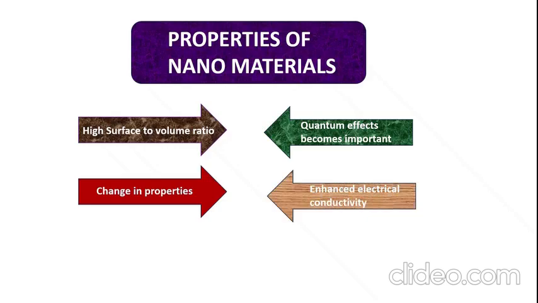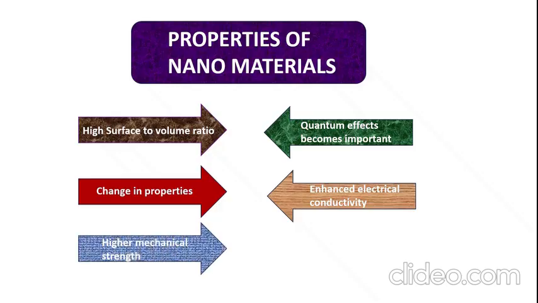And the next one is enhanced electrical conductivity. Depending upon this surface to volume ratio, the electron dispersion will be more, spread over a large surface area, in which the scattering of electrons will be very low, so that it enhances the electrical conductivity of the material.